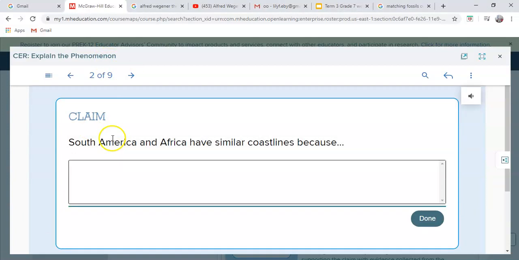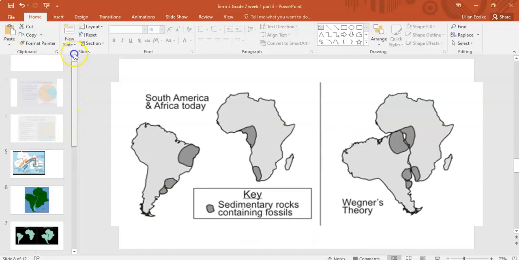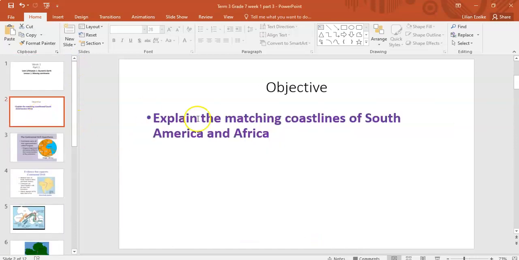In page number 8, it says, South America and Africa have similar coastlines because, remember our objective, this is what the claim is asking us to do. The claim is asking us to really take a good look at our objective, which says to explain the matching coastlines of South America and Africa.